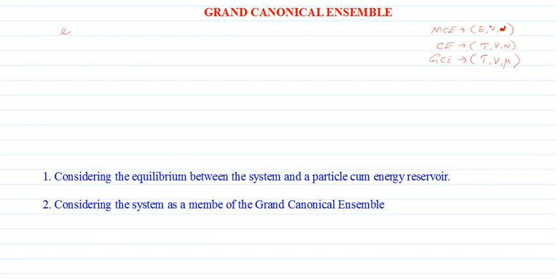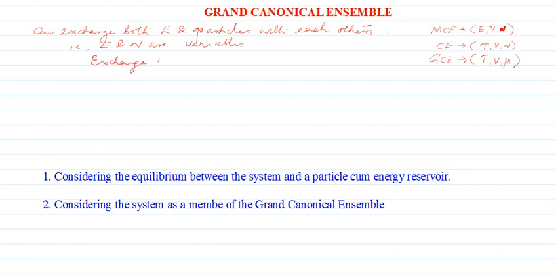Just remember, the system can exchange both energy and particles with the reservoir or with each other. With each other means each member of the ensemble can exchange with the others. So both E and N are variables. And how long will this particle and energy exchange occur? This we have to keep in mind: the exchange will continue until the temperature and chemical potential become what?